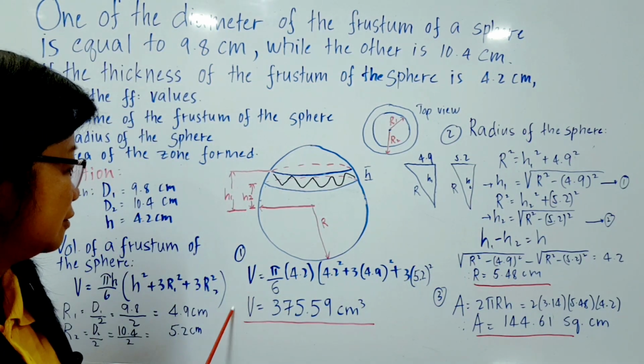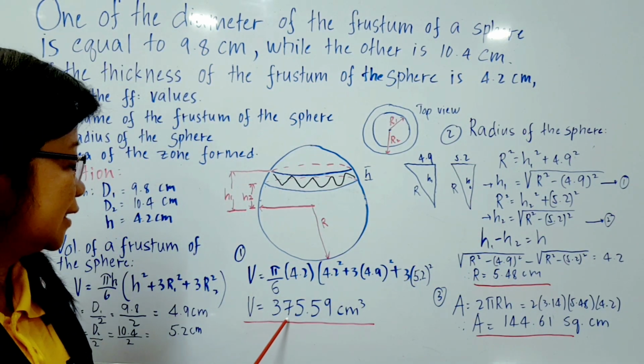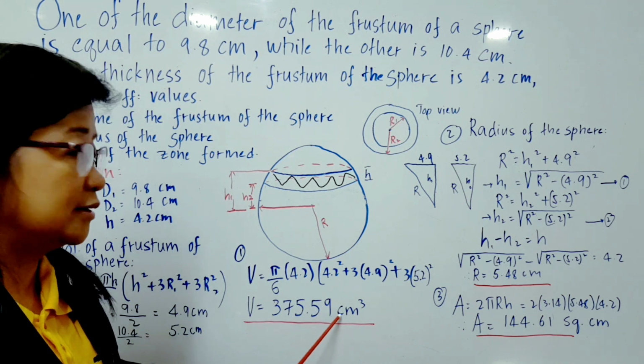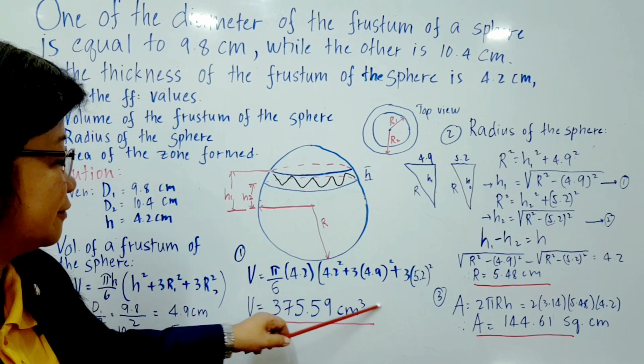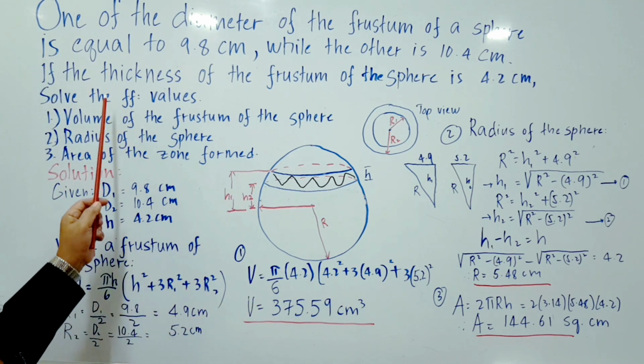Therefore, the volume is equal to 375.59 cubic centimeters. This is the volume of the frustum of the sphere. Now we have answered the first question.